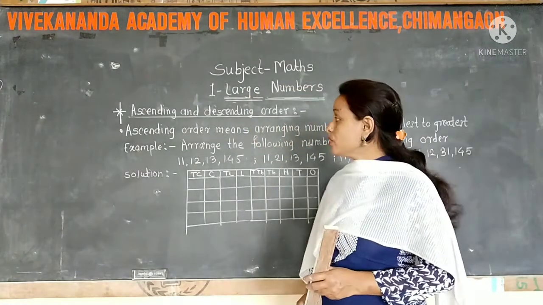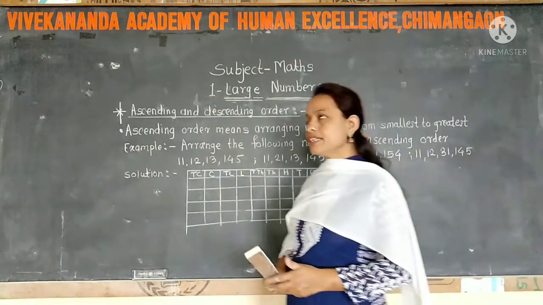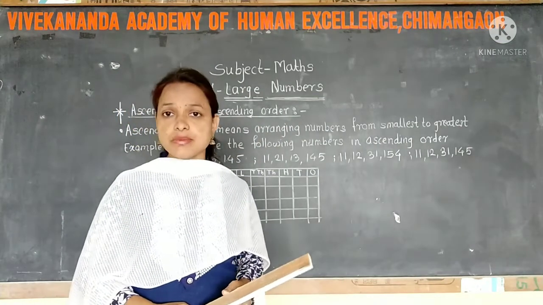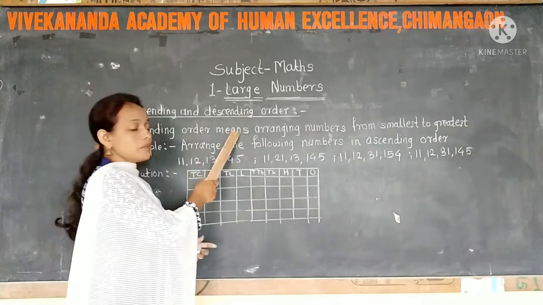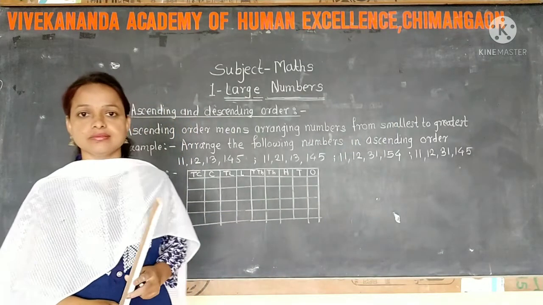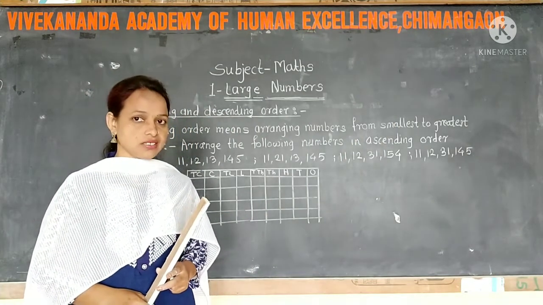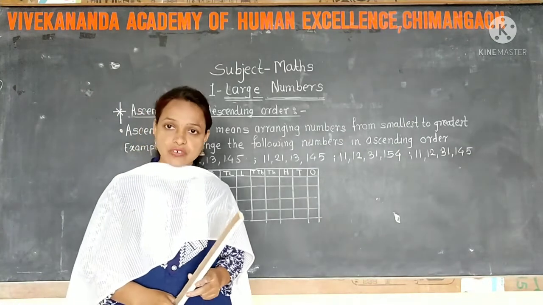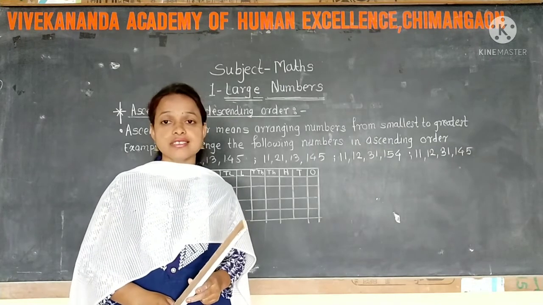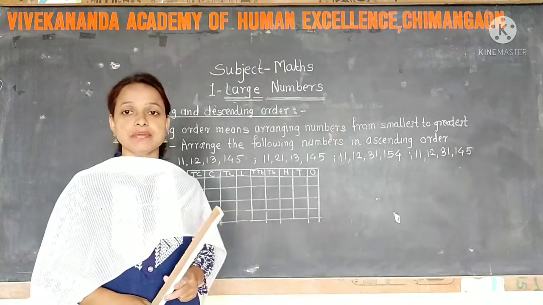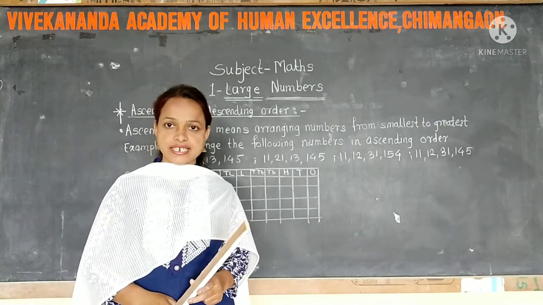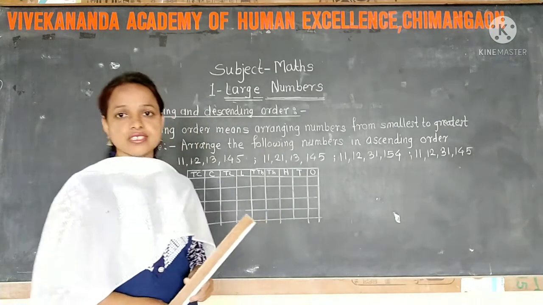The next point of this lesson is ascending and descending order. So let's see ascending order first. Now, what is meant by ascending order? Ascending order means arranging numbers from smallest to greatest. See student, ascending order means arranging numbers from smallest to greatest. So we will consider one example and arrange the given numbers in ascending order, from smallest to greatest. So let's see one example of ascending order.